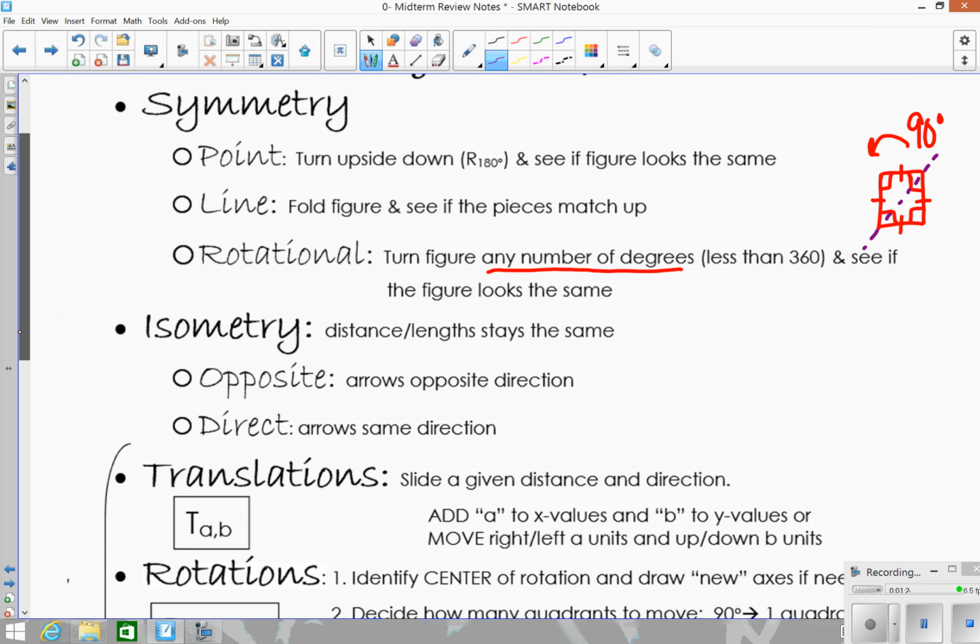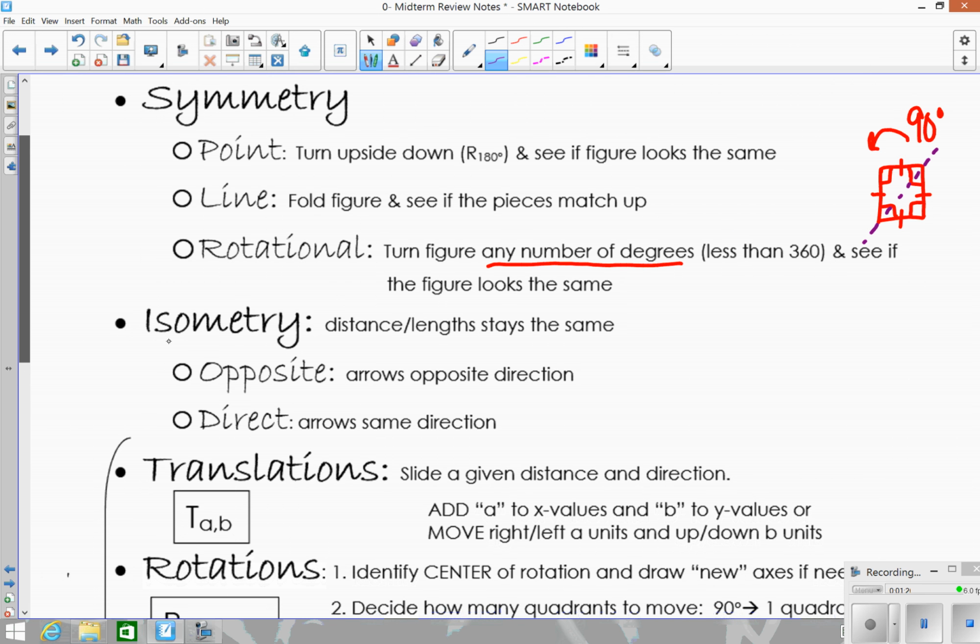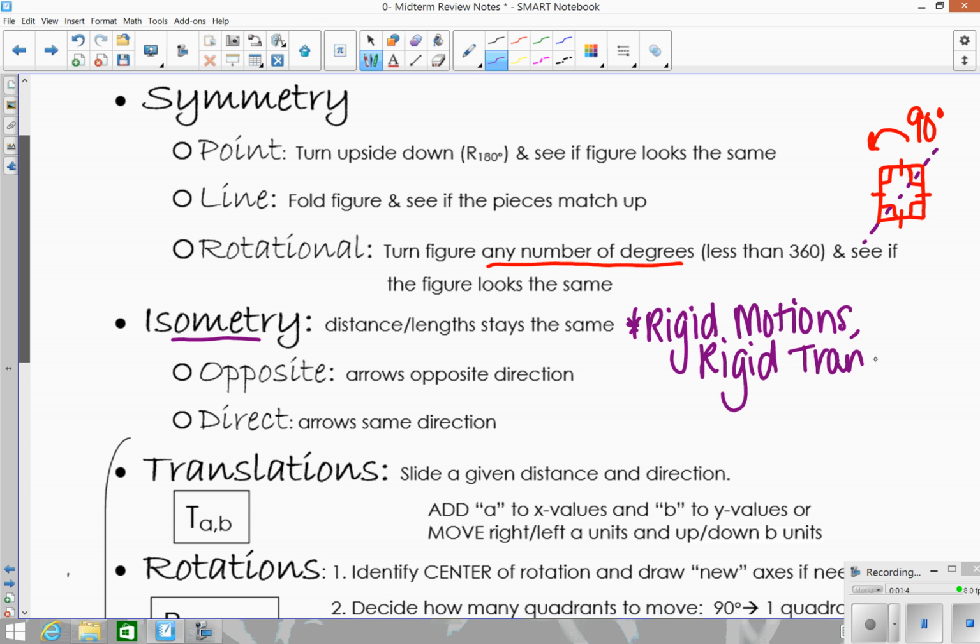Isometry was another vocab word. They don't use this so much anymore in the Common Core curriculum, but it could show up. So isometry is basically the same thing as saying a rigid motion or a rigid transformation. So rigid motions and rigid transformations are other names for an isometry. Isometry means that you perform the transformation, but everything stays the same. The distance and length stay the same, as well as the angle measures. So isometries produce congruent figures, is the main idea there.